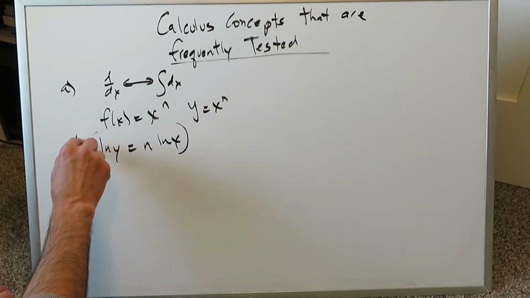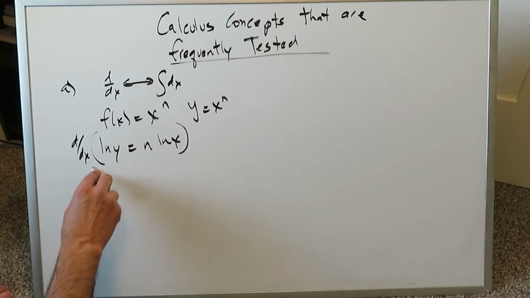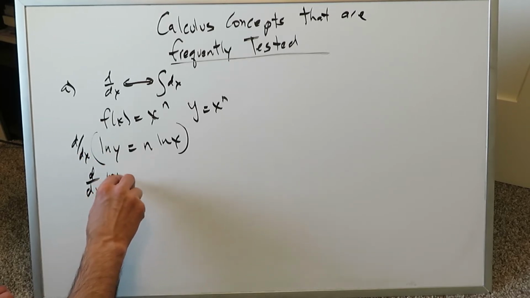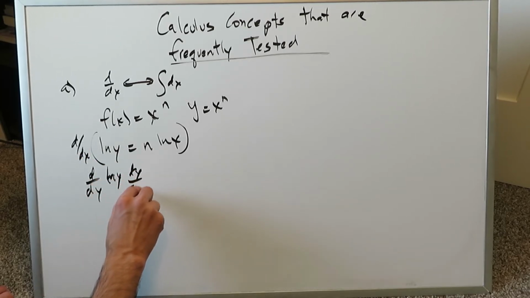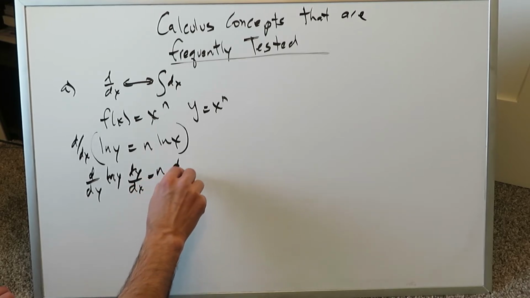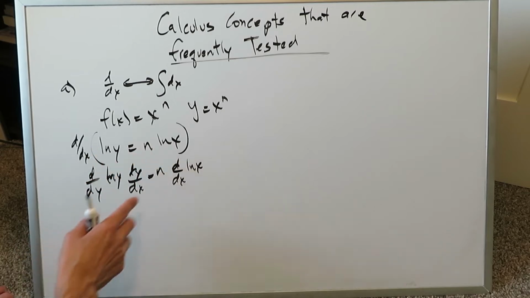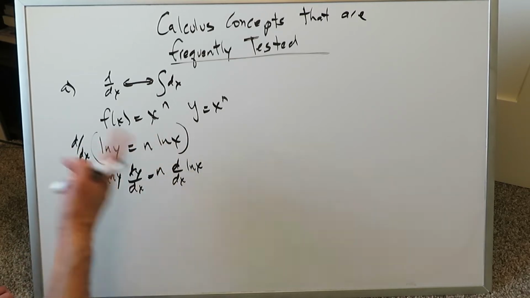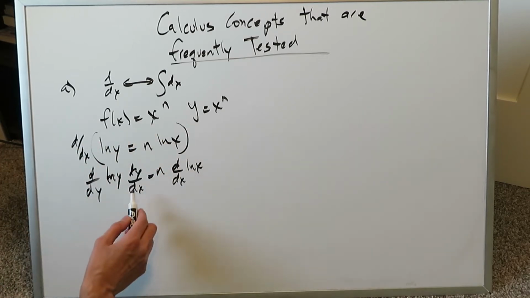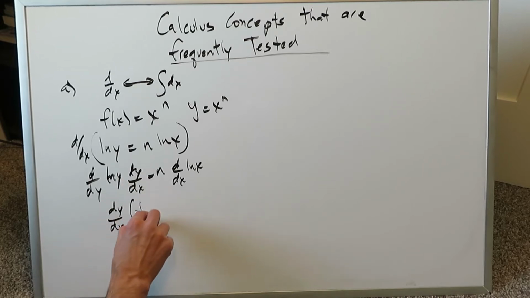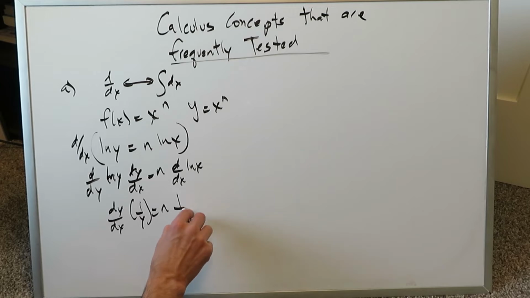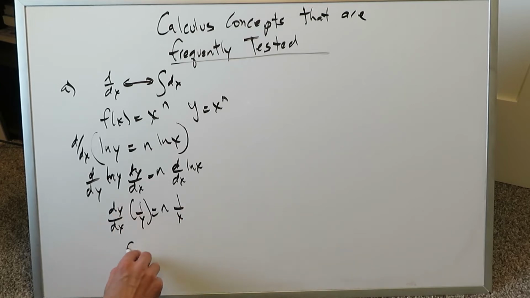Do implicit differentiation. We know how to do that. d over dy of ln y, and then dy over dx, is equal to n times the derivative of ln x. Why is the derivative not applying to the n here? Because it's a coefficient or a constant, you can just push it outside. You're solving for dy over dx. Derivative of ln y is 1 over y. Derivative of ln x is 1 over x. Solve actually for dy over dx in this last step. dy over dx is equal to n over x.